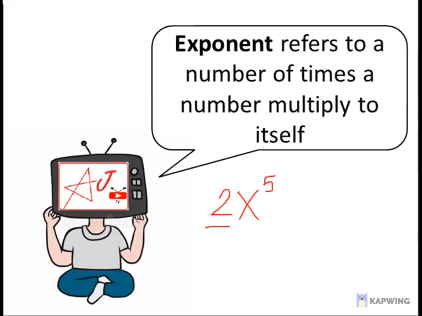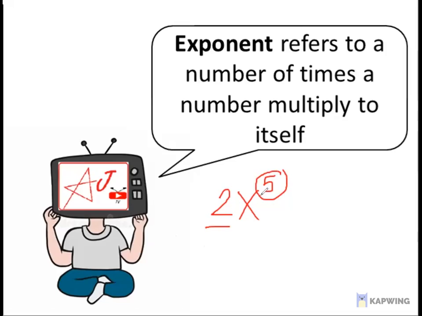And next, so we have the exponent. So when we say exponent naman, it refers to a number of times a number multiplied to itself. So kapag sinabi natin exponent, dito sa example natin na 2x to the fifth power, yung 5 yung ating exponent. So ang silbi ng exponent po is to tell us how many times a number or variable multiplied to itself.